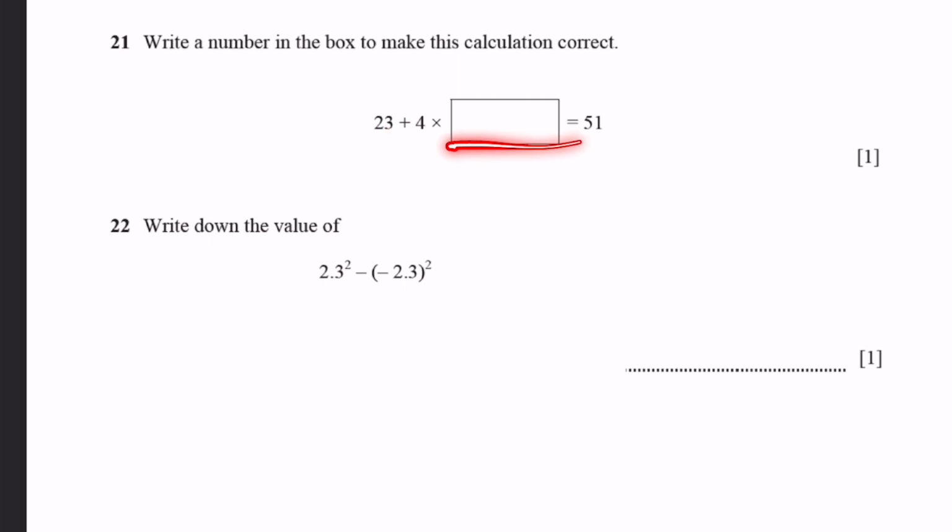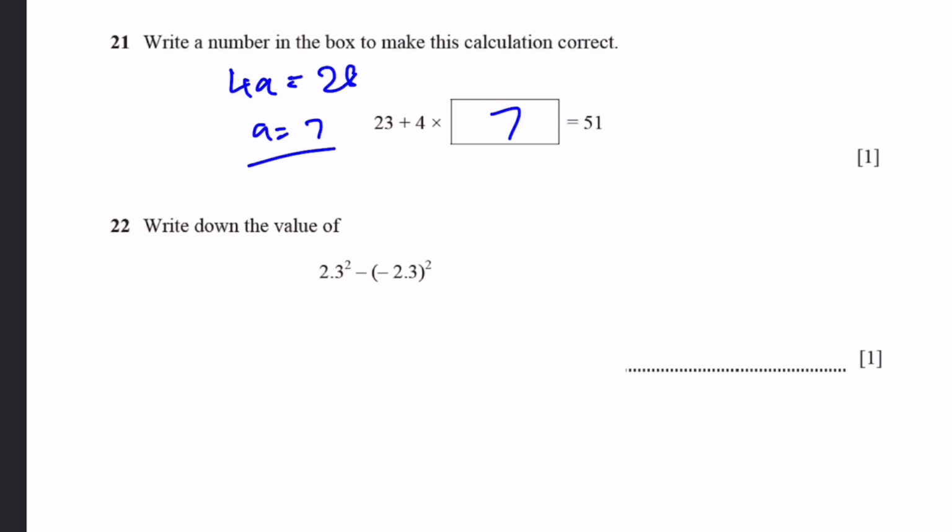Question 21. Write a number in the box to make this calculation correct. 23 plus 4 into something is equal to 51. Let's write the something as A. So 23 plus 4A equals 51. 4A is equal to 51 minus 23, which is 28. A is equal to 28 by 4, which is 7. That's the answer. So we can write 7 here.